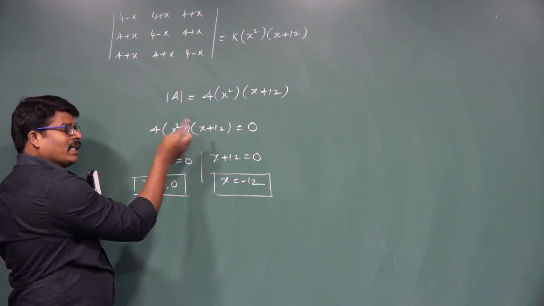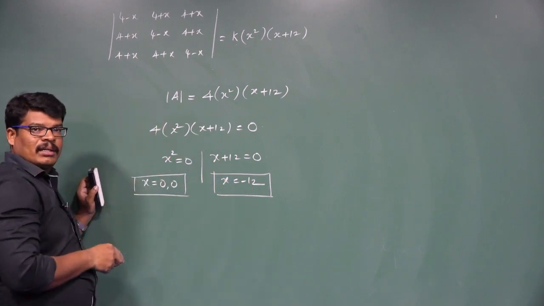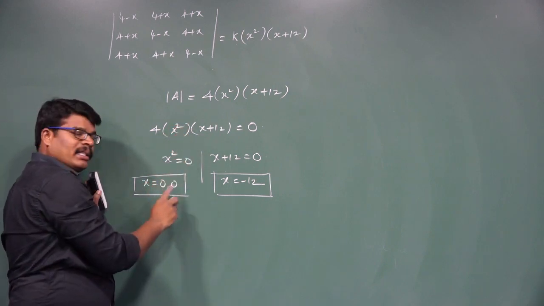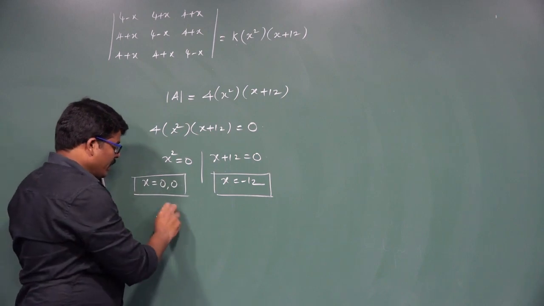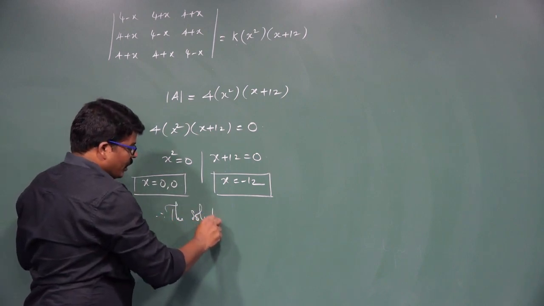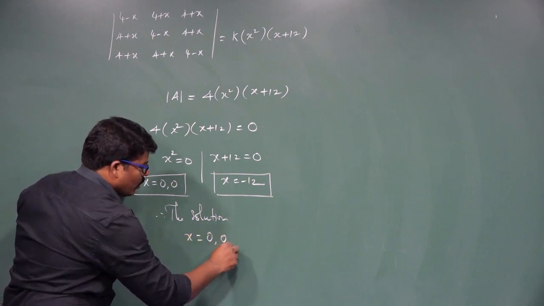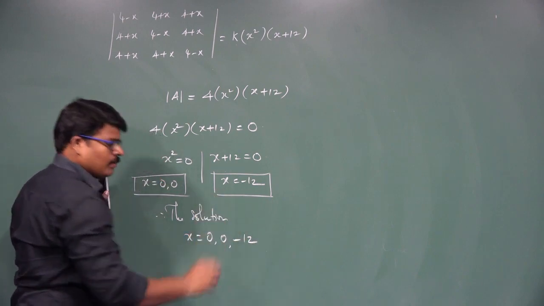This x square into x is x cube. X cube is a cubic polynomial, a cubic degree equation. The degree is 3, so we get 3 solutions. Therefore the solution is x equal to 0, 0 and minus 12.